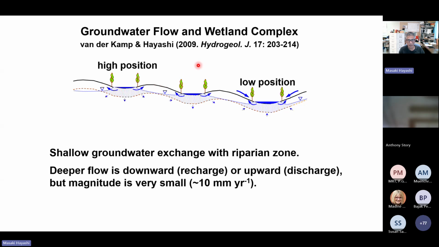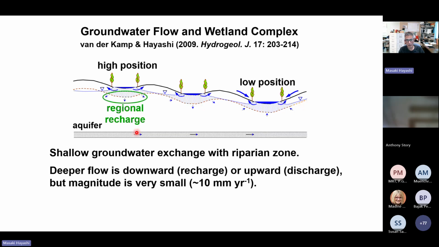But underneath, there is still a gradient, there is a flow vector, but this flow vector is so small, on the order of a few millimeters per year or a few tens of millimeters per year. So not enough to affect the water balance of these wetlands. But a few millimeters per year is still important for the recharge of regional aquifers, which farmers are pumping groundwater from. And also the fact that there is an upward gradient, not downward, okay?